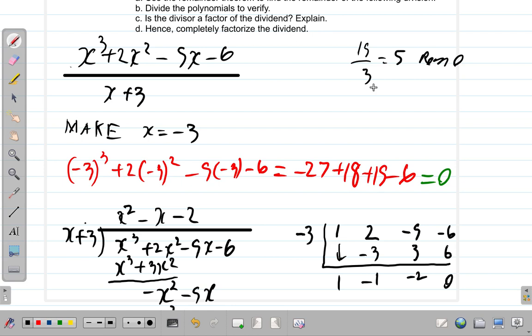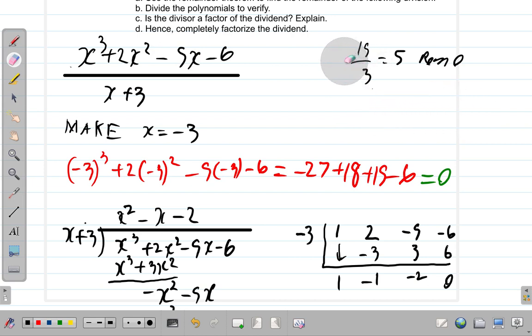Right? If you had a case where you say 16 over 3, 3 into 16 is 5, the remainder is 1. 3 is not a factor of 16 because you have a remainder when you divide. Alright?